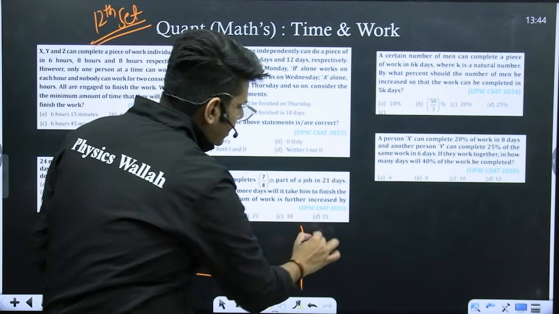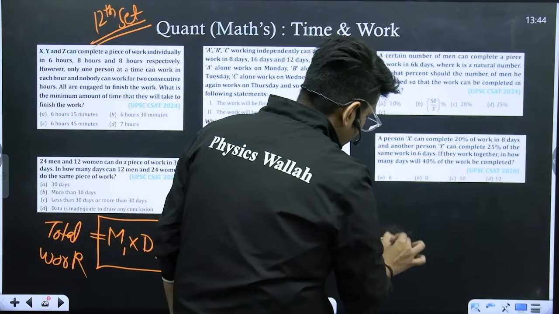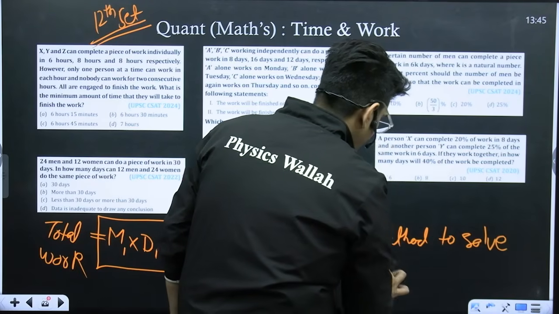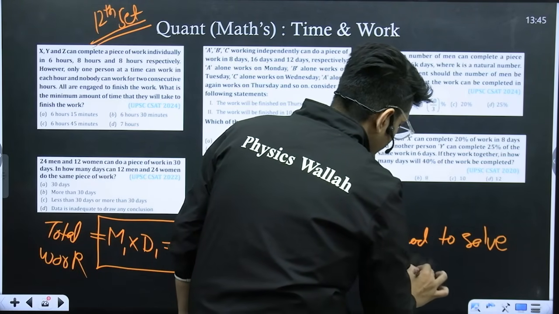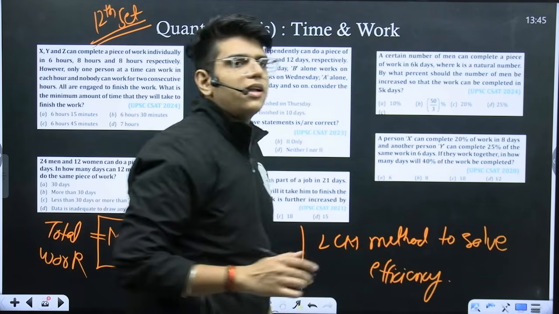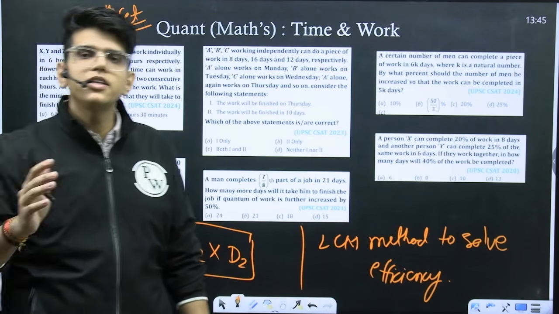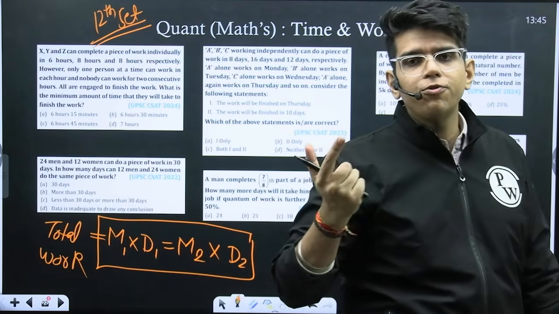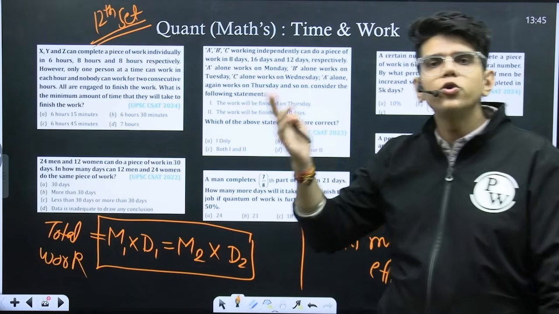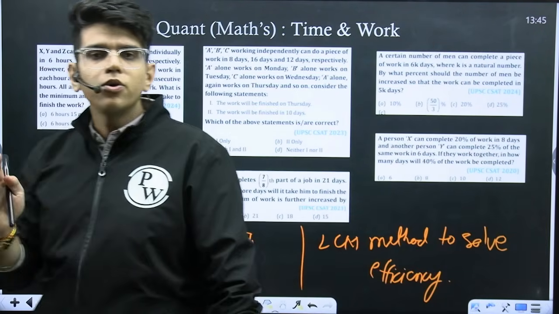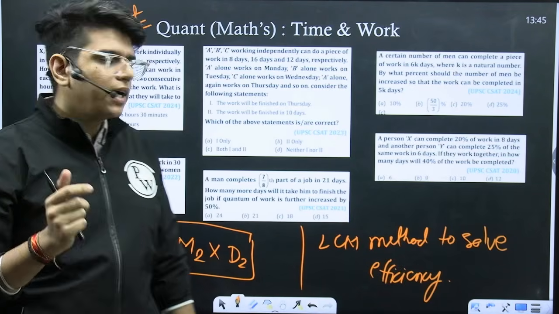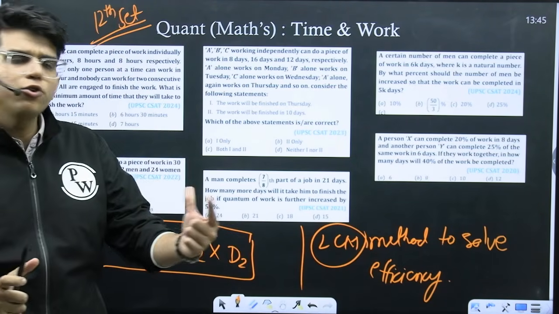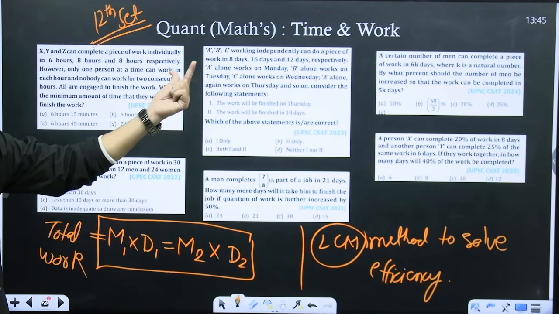Second concept is the LCM method to solve efficiency problems. What is efficiency? Suppose a father and a son are working on a project, and the father is twice as efficient as his son. That means if the son is doing 1 unit of work in 1 day, the father will do 2 units of work in 1 day. In such questions where efficiency problems are there, we need to know the LCM method to solve them. And if you know these two logics, you can solve the time and work questions.